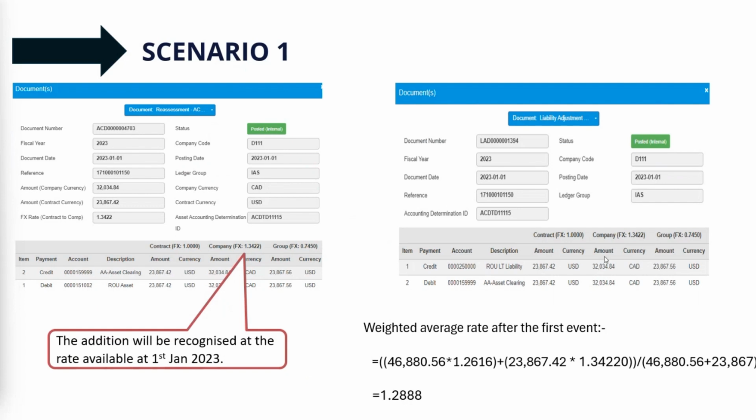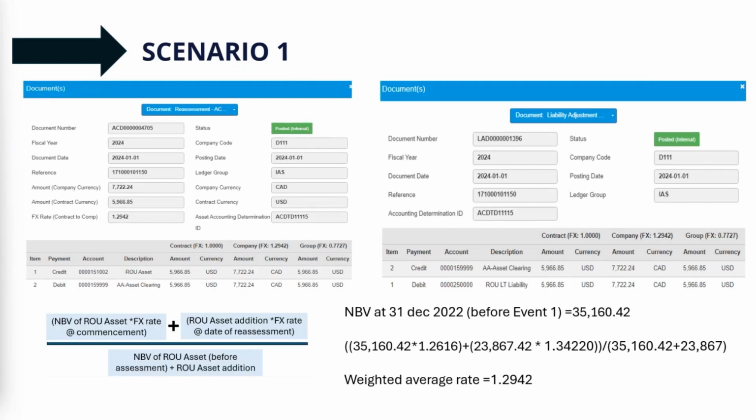And then event 1, which was the addition, is recognized at the rate available at 1st January 2023, which is 1.3422. Event 2, which is a reduction, will consider the weighted average rate because there has already been a remeasurement. We take the NBV of the ROU asset multiplied by the inception rate, plus the addition multiplied by the rate available at the date of remeasurement, divided by the total, sorry, the NBV plus the addition. So the weighted average rate is 1.2942, and we use that for the reduction event.